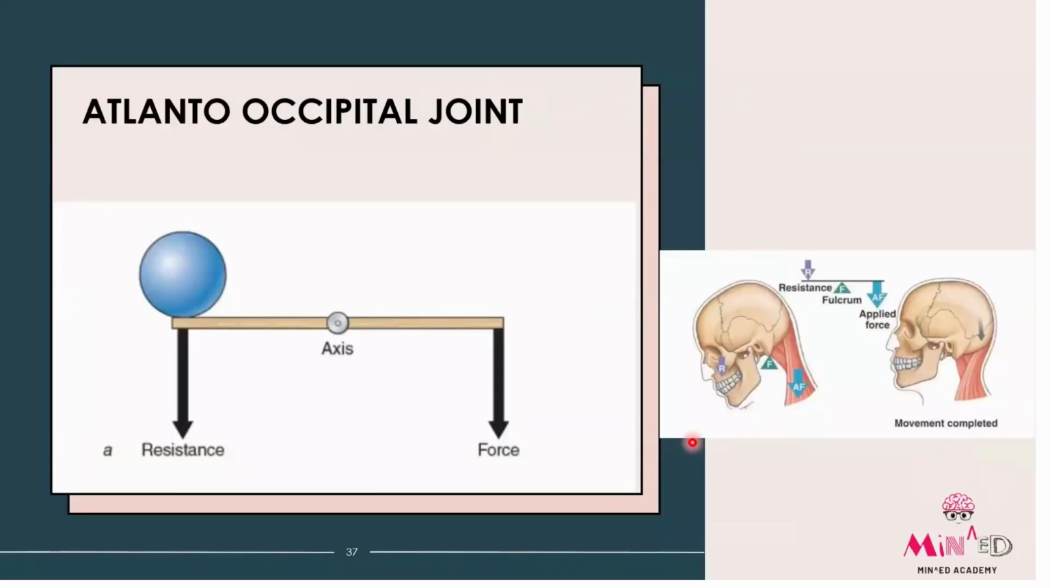So here is the example in the human body. There is the atlanto-occipital joint. As you can see, these muscles, the neck extensors, act as the effort or applied force. Fulcrum is this atlanto-occipital joint, and resistance is from the bones and other facial parts. Since fulcrum is in the middle, it acts as a first order lever.